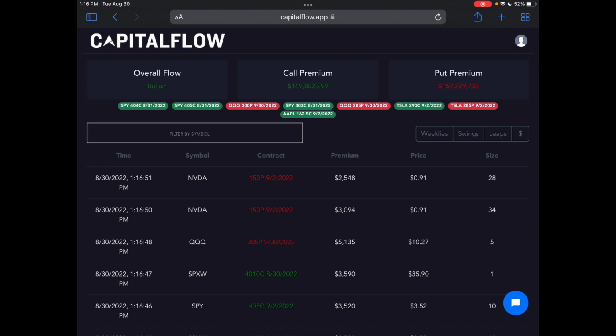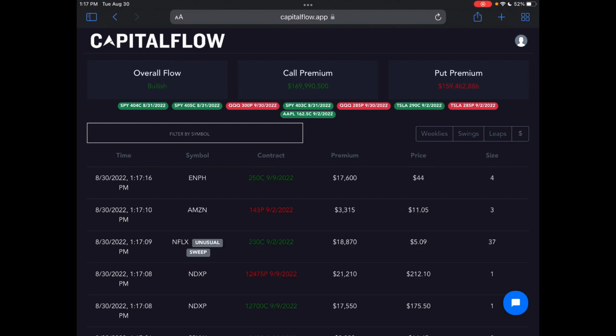So that's what you see right below the filter by symbol and below those expiration filters. So all the way on the far left, you see we have a column where it says time. So that's going to show you the date and the time that the order was placed. The next column is the symbol. So that's going to give you the ticker of the stock that the order was placed on.